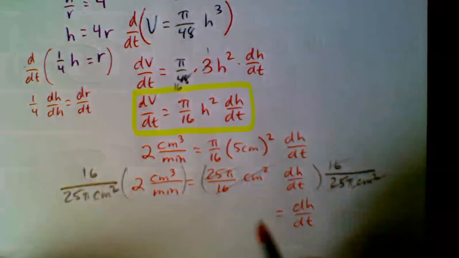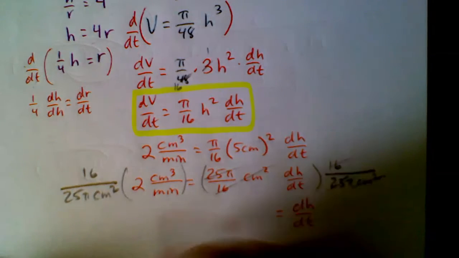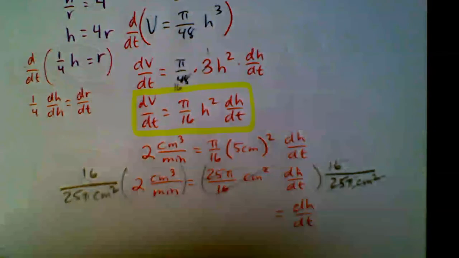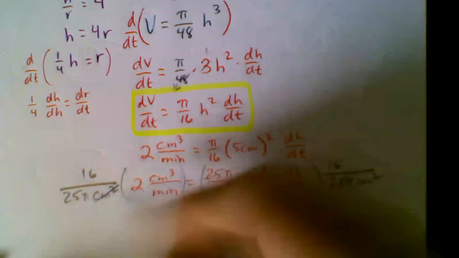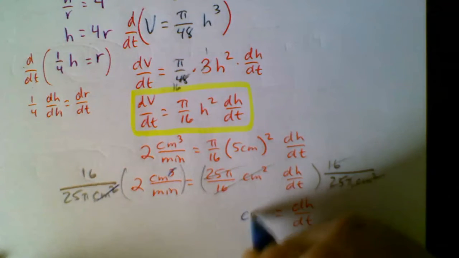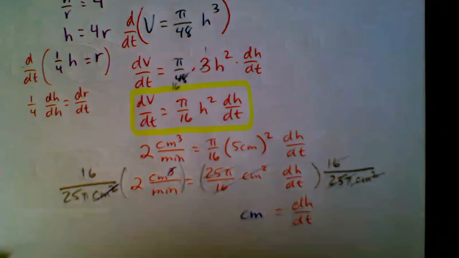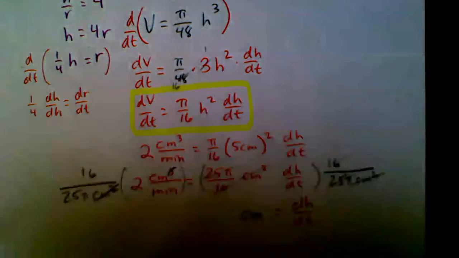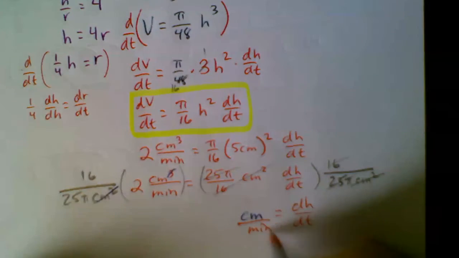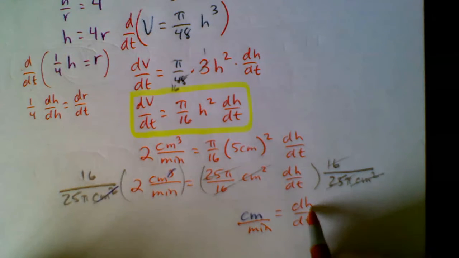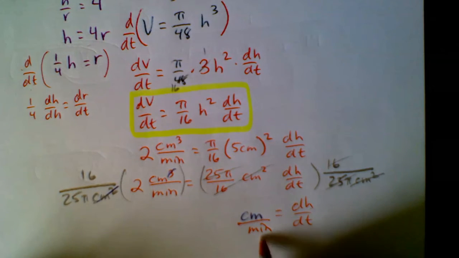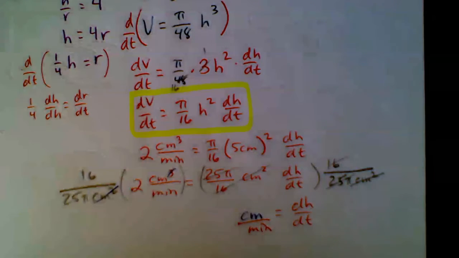equals 32. Oh, and by the way, this reduces as well. So centimeters squared, centimeters cubed, we just have centimeters there. Centimeters per minute. By the way, notice the units match up. Height is measured in centimeters, time is measured in minutes.